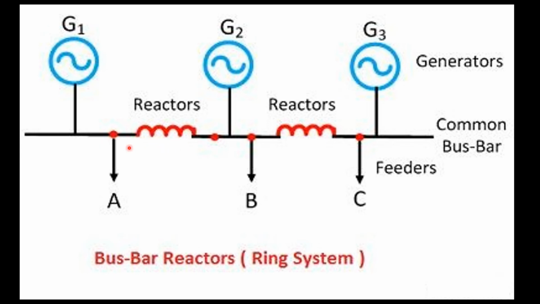This is what ring system. And see the connections, how generator and feeder, one generator one feeder on one side and on another side other generator and feeder is connected, and in between these two sections the reactors are inserted. So if any fault occurs on one reactor or on one generator, then it is not going to hamper the other system. The other system can continue the supply of power.